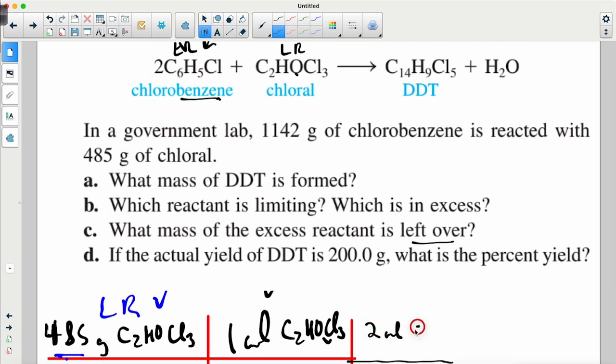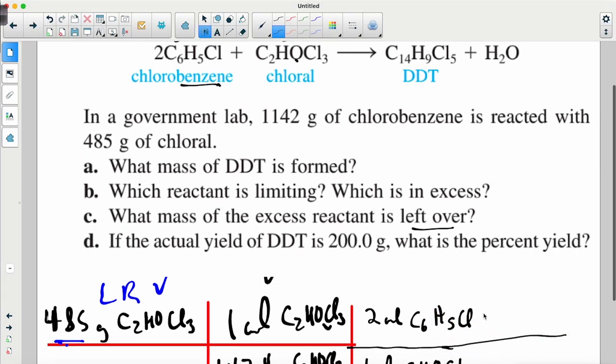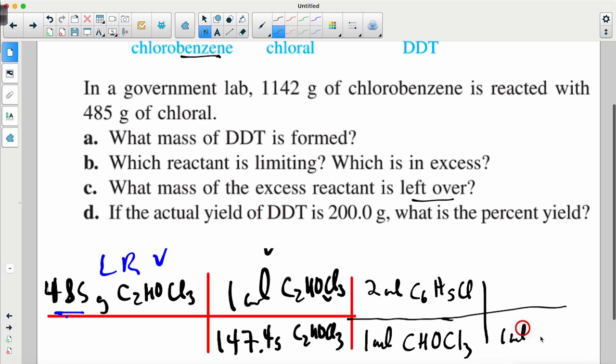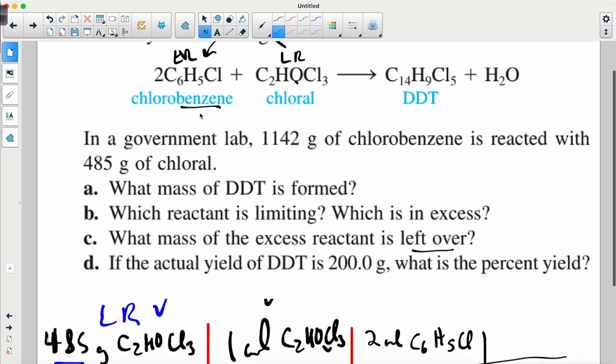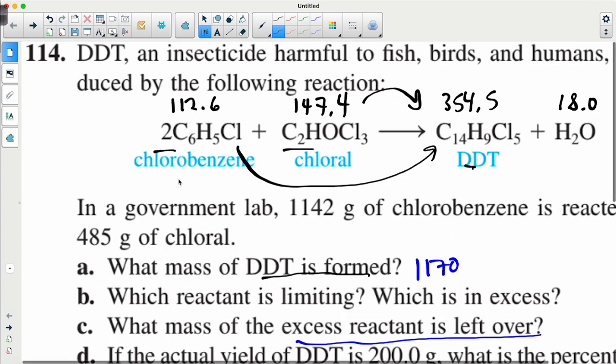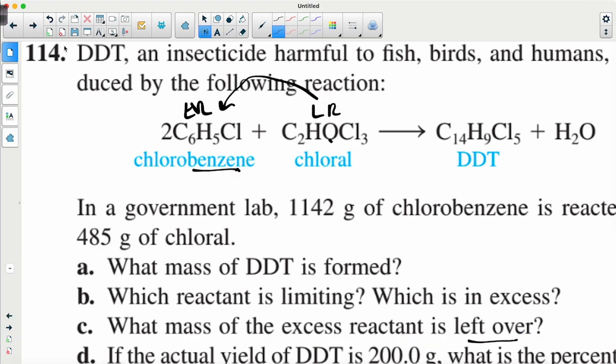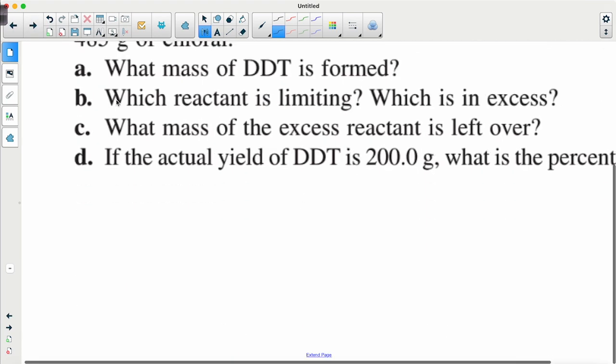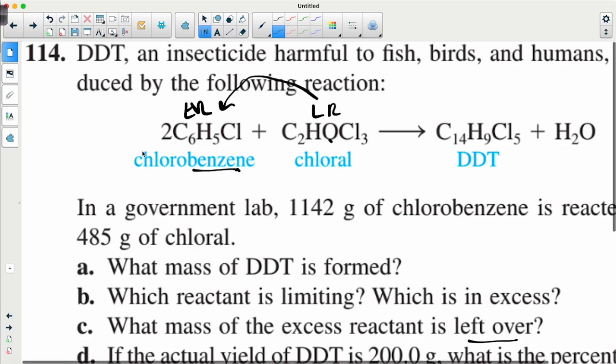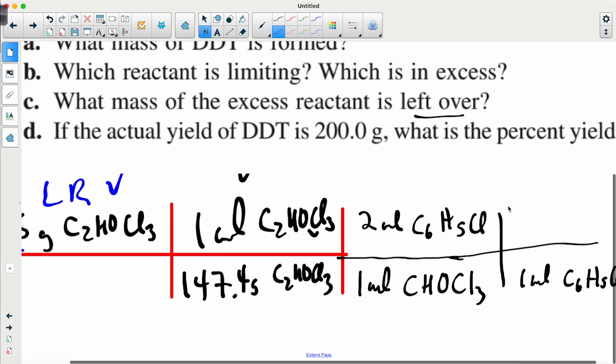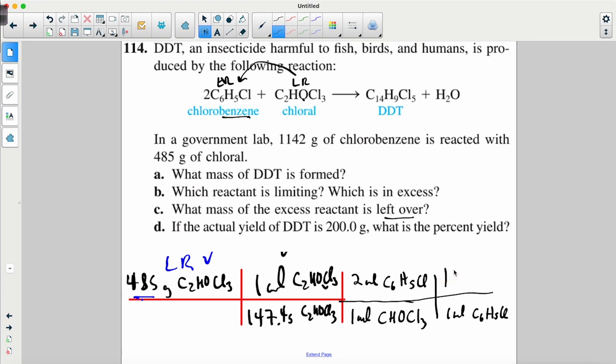So 2 moles of C6H5Cl. Boom. And here's how it works. We go 1 mole of C6H5Cl is equal to, and then what's the value of chlorobenzene? The molar mass of chlorobenzene from before is 112.6. So I'm going to go back over here. And where did my little grid go? I lost it. 112. Let me shrink this down. 112.6 grams of C6H5Cl. See, I'm right on my units.